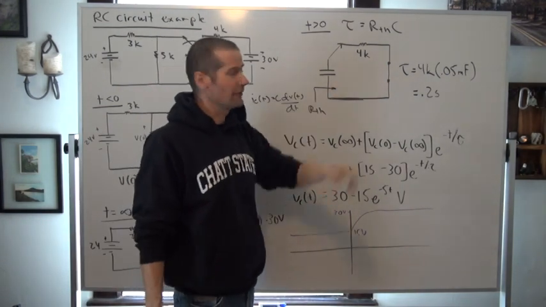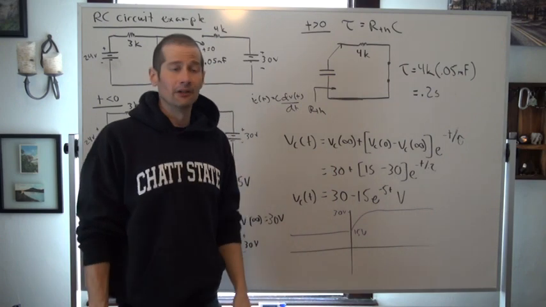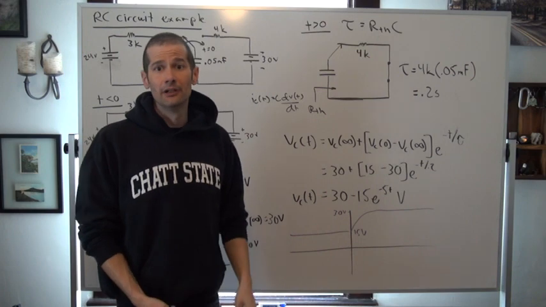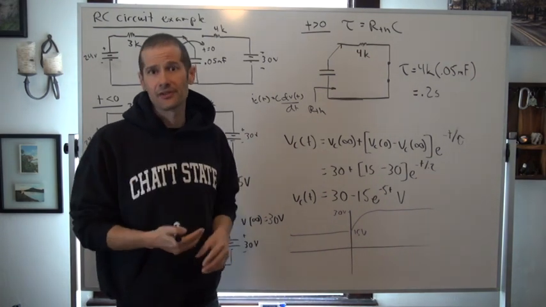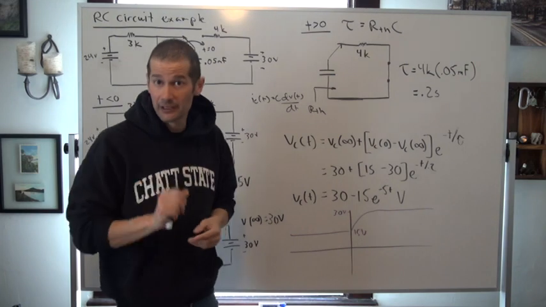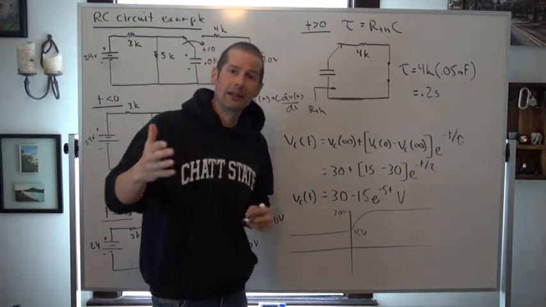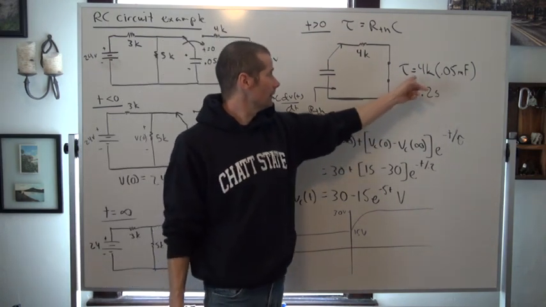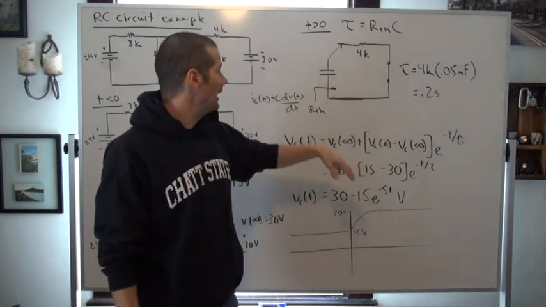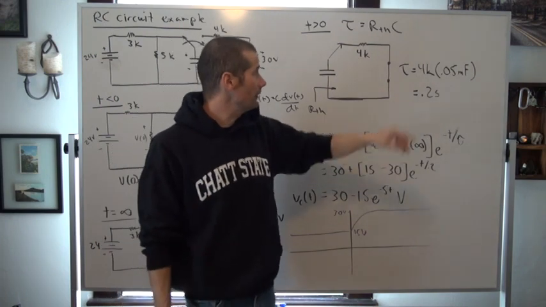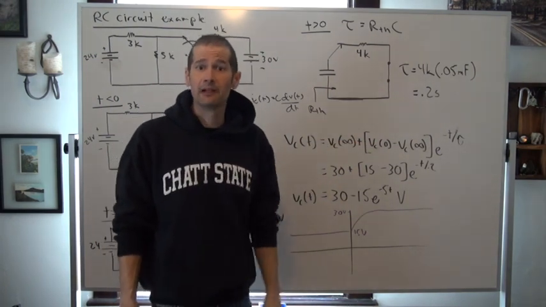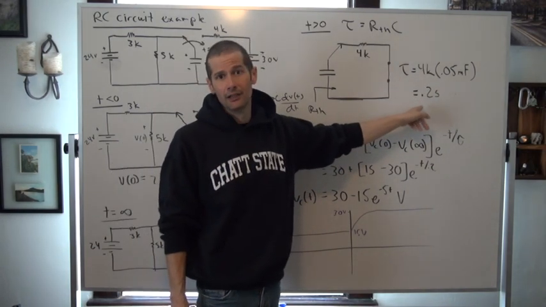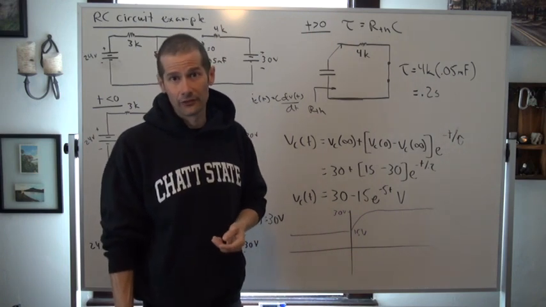If we had two elements in series, it would be those elements together. If we had an element that was in parallel with that 4K, then those would be in parallel. We're just equating resistance naturally to an element, just like we did in terms of equating that resistance to a source back in chapter 2. So tau here was equal to 4K multiplied by its capacitive value, which was 0.05 millifarads. So that's 0.05 times 10 to the negative third. When we multiply these two together, we get a value of 0.2 seconds.